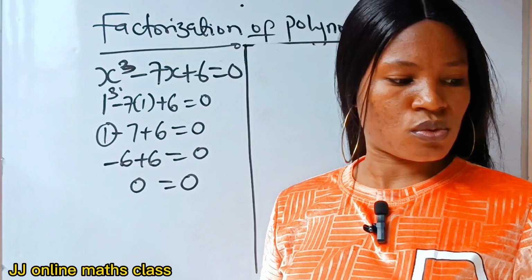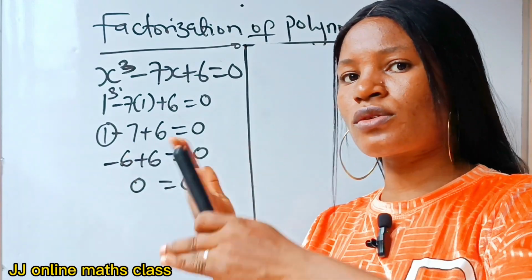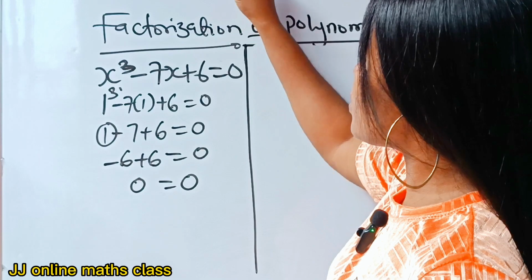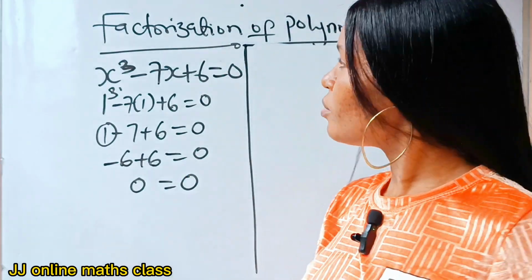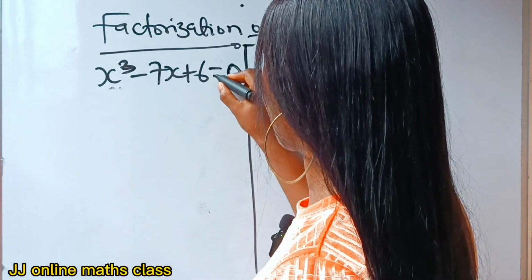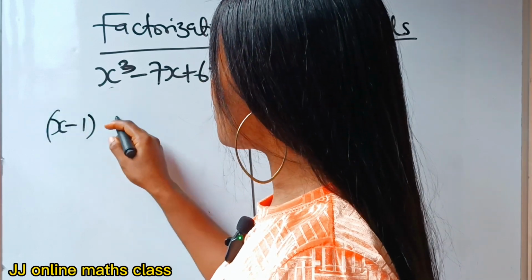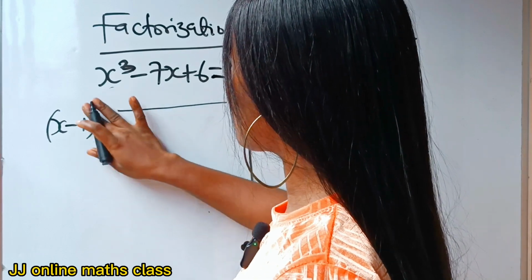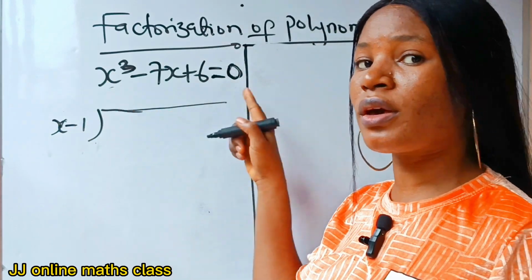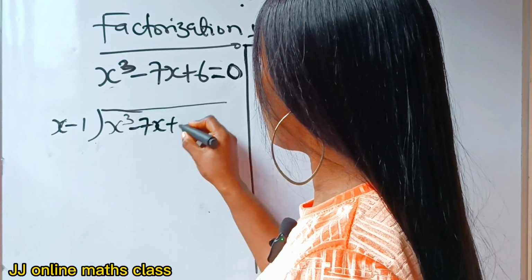Now, you know what we do, right? Because we said let x equals 1, it's going to be x minus 1. Since our 1 is positive, to put it inside bracket or to call it a factor, we are going to say x plus minus 1. So let's go ahead and do that. So we now have x minus 1. This is what we are going to use to divide our cubic polynomial, which is x cubed minus 7x plus 6.